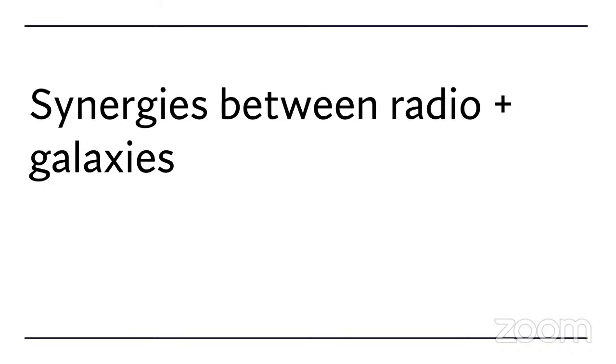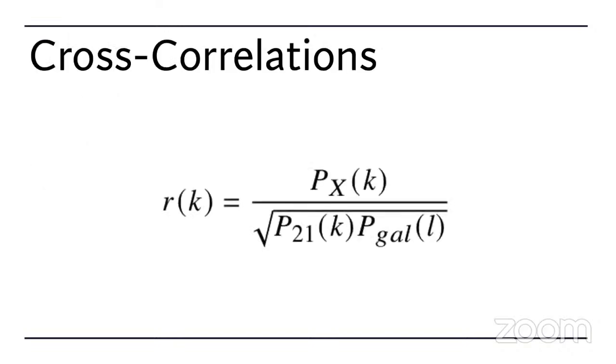And so I will focus on the prospects of doing so, looking at cross correlations. Again, this is the R coefficient, where a one is correlated and minus one is completely anticorrelated. And I'll be focusing on SimFast21, a semi-analytical simulation, to look at these prospects.